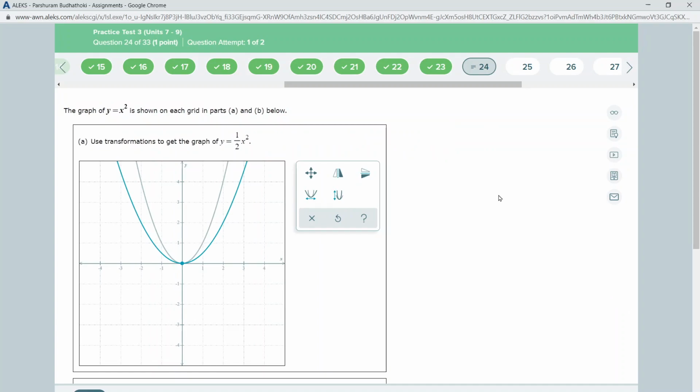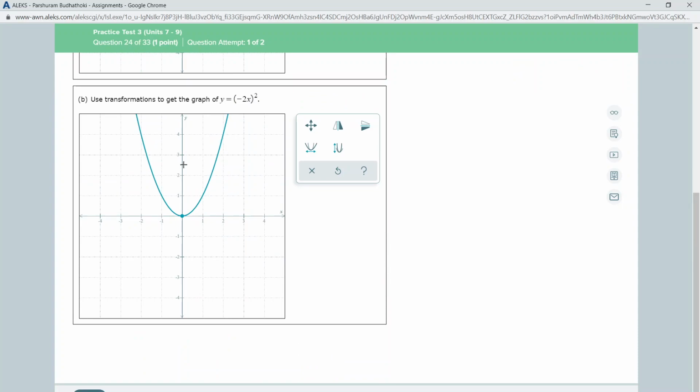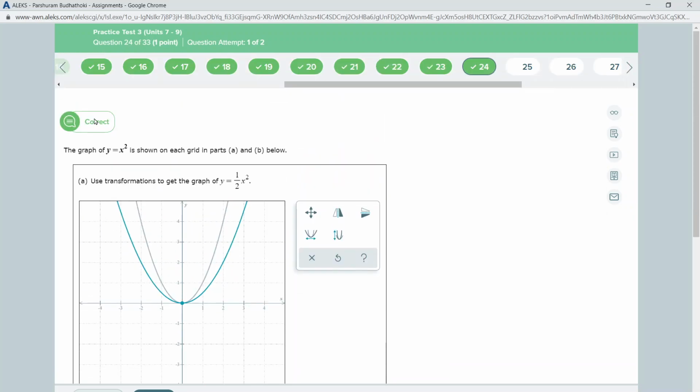Let's go to the next problem. The graph of y equal x squared is shown. Use the transformation to get the graph of this. Oh, there is another part. Negative 2x squared. So if you just simplify this, this is 4 times x squared. So again, it's a vertical stretching. So this one becomes 4. You just have to find out one point, and you can see all other points coming through. So we are done for this part.